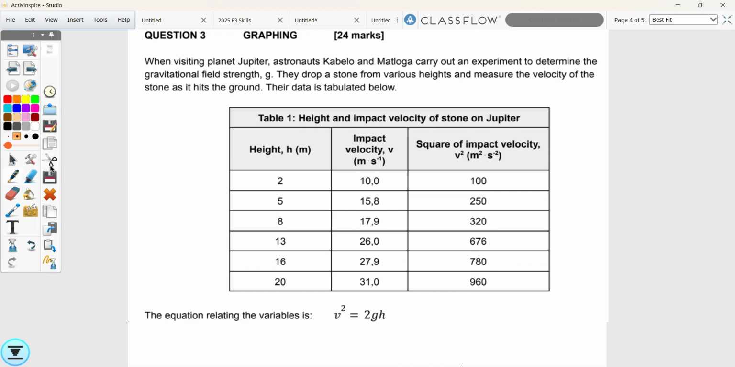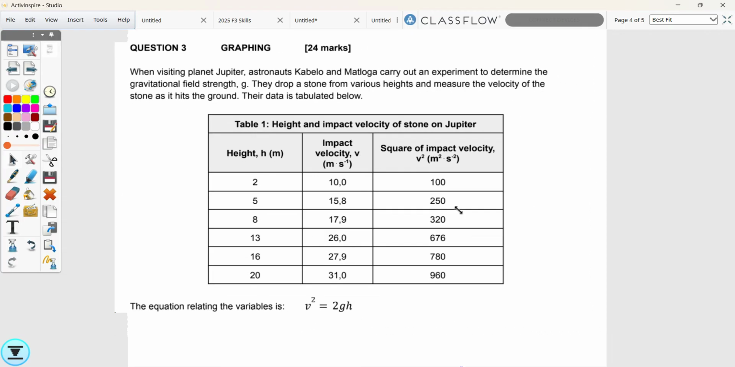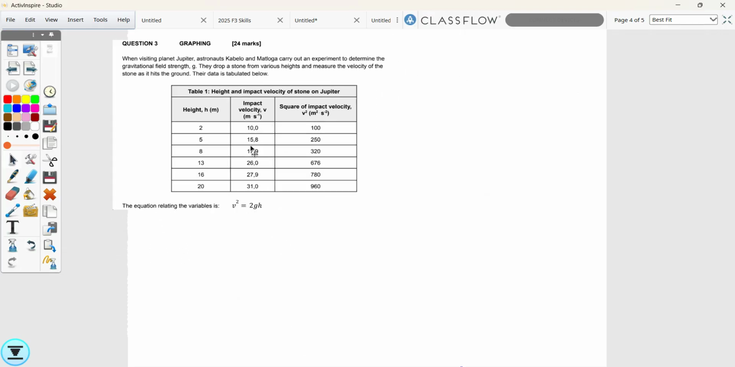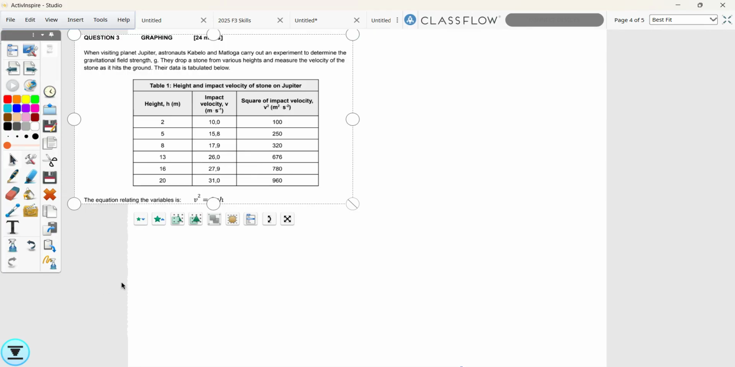Alright guys, so here's the graph. They tell you that they are dropping a stone from various heights and they're measuring the velocity as it hits the ground. They are giving you an equation. Now remember, I said this to you the other day already. You don't have to stress about the equations. We give you the equation. You just need to figure out how to use it after you have plotted your graph.